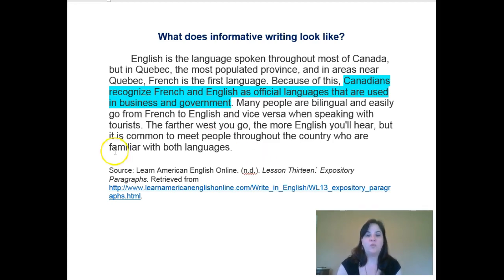We learn about where French is most prominent, in Quebec and areas near Quebec. And we also learned that most people are bilingual in both French and English, and that you hear more English the farther west you go, but most people are familiar with both languages. This piece of informative writing is telling us about the use of language in Canada. It is presenting strictly factual information, and there is no opinion provided. So this is a good example of informative writing.